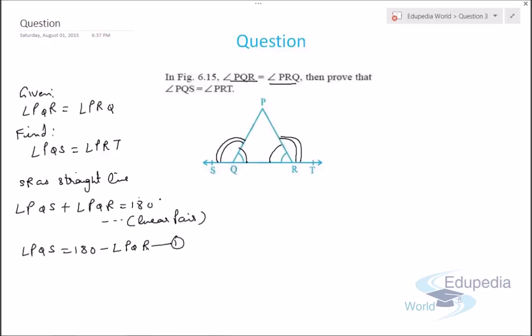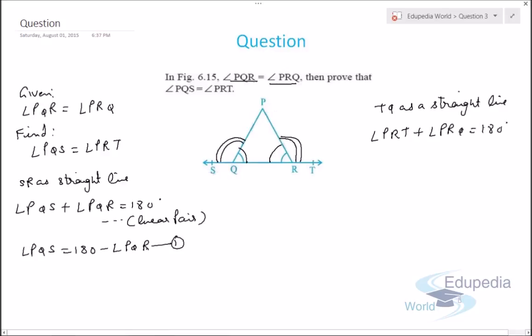Now again, if we consider TQ as a straight line, then we can write angle PRT plus angle PRQ equals 180 degrees. Because they are a linear pair, or they lie on a straight line TQ. So we can write angle PRT equals 180 minus angle PRQ. So let it be 2.